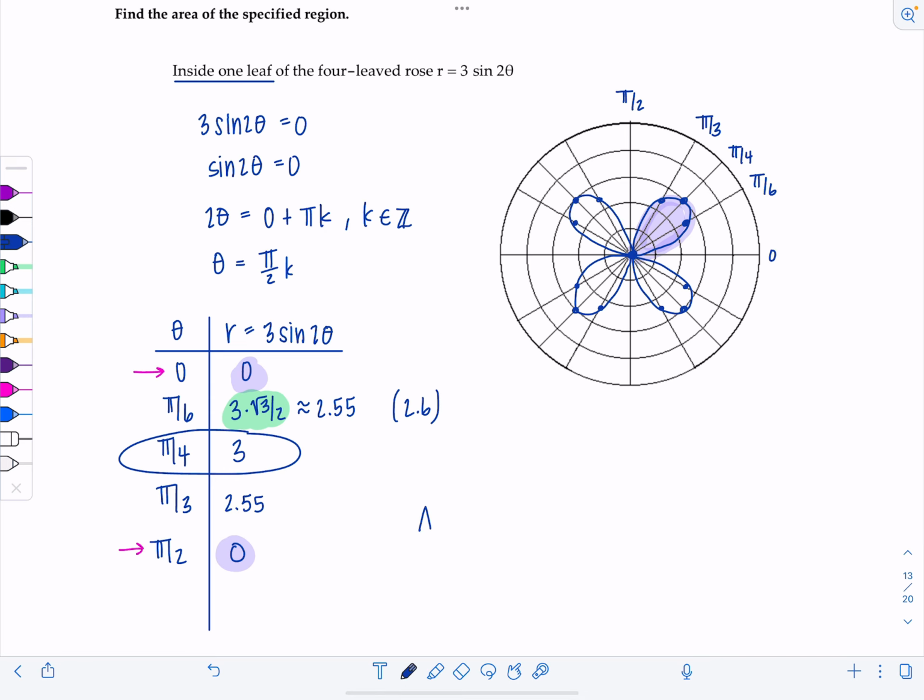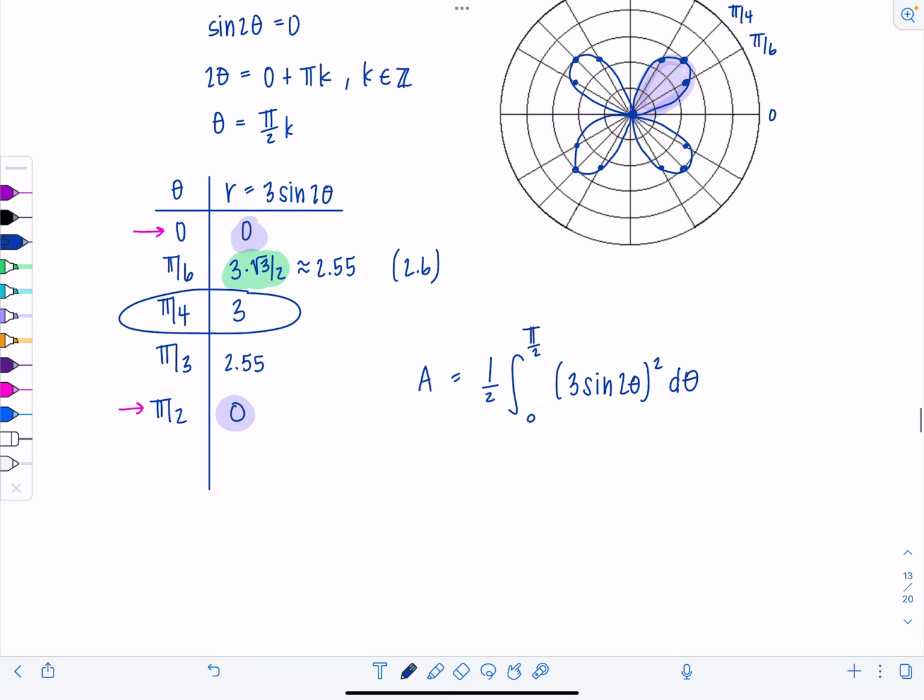The area is going to be, take the 1/2 out, limits 0 to pi over 2, and then you have r squared, so 3 sine 2 theta squared d theta. Okay, let's clean it up. This squared will distribute, so that's going to be 9. That 9 goes outside. Take the constants out.